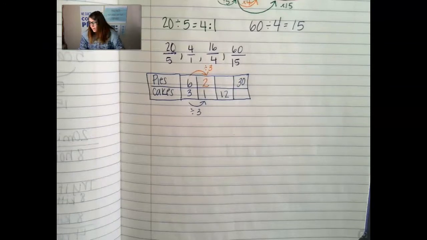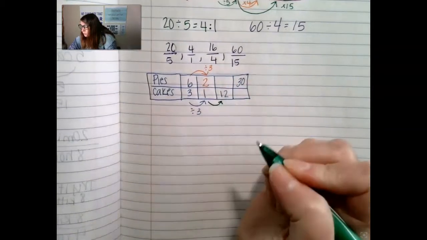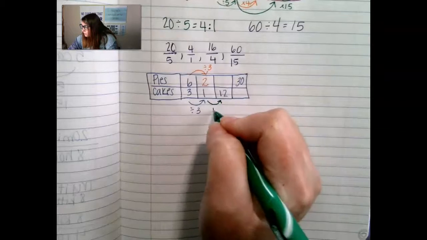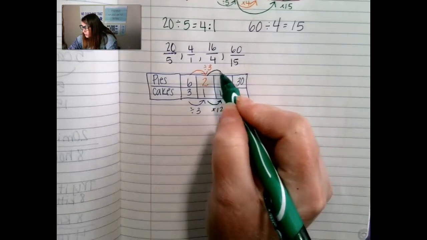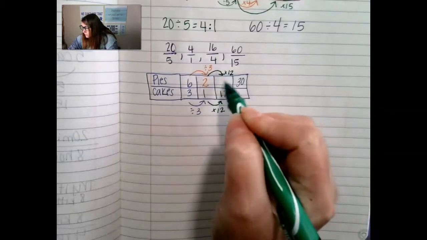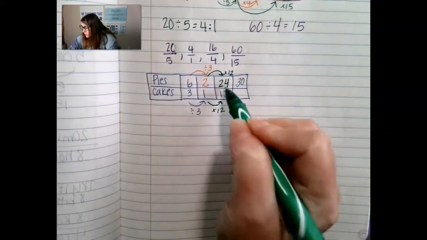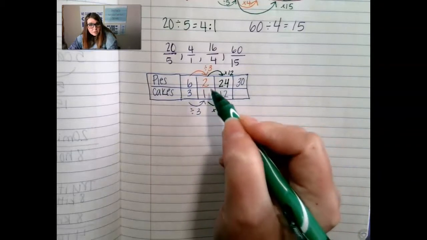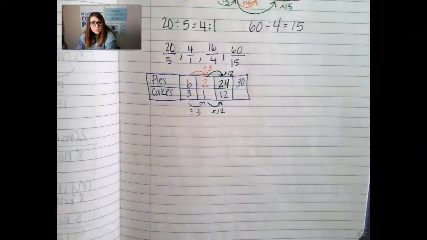Okay, so let's do it. Let's figure out what I did. So how did I go from 1 to 12? Well, I multiplied by 12. 12 was my multiplier. So on the top then, I have to go and multiply by 12. So 2 times 12 is 24. 24 out of 12. This is double, right? So this one needed to be double, that one's double, this one is double, so it works.